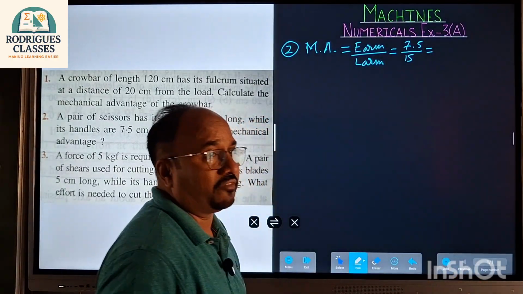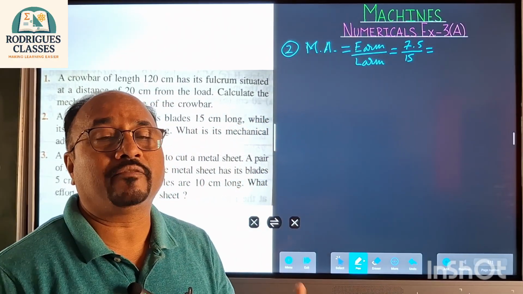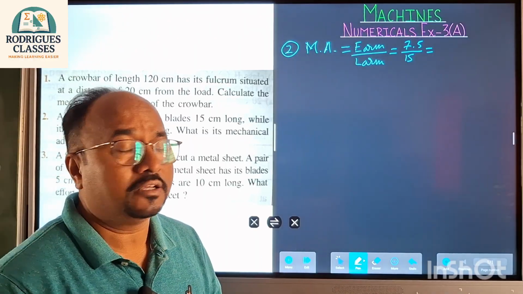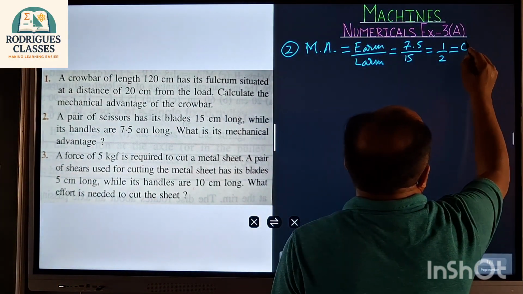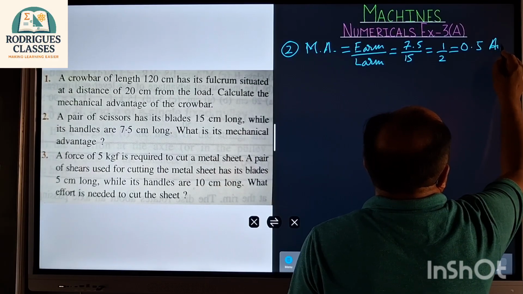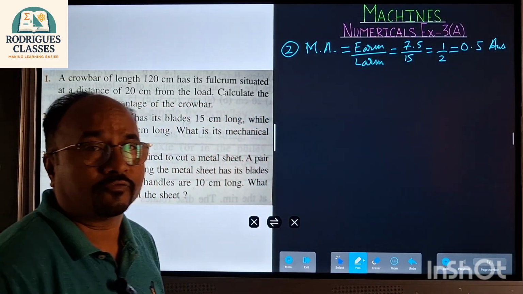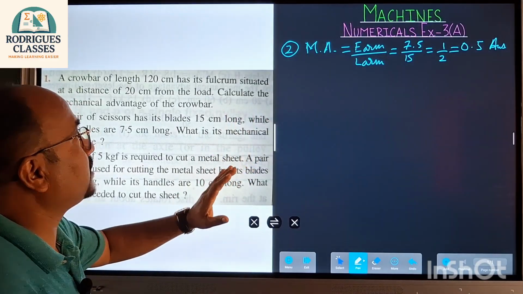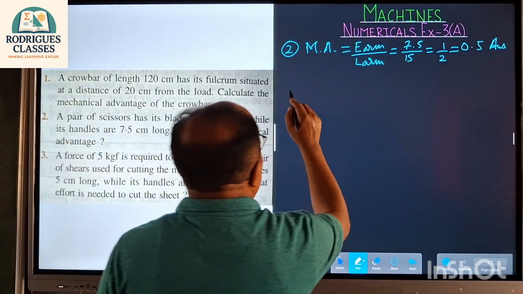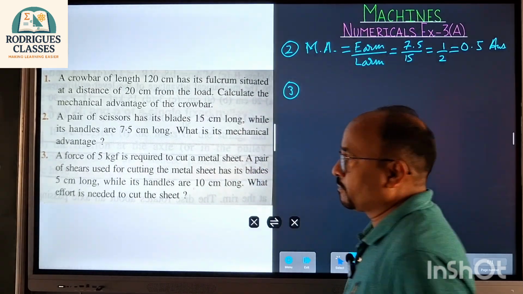We know that 7.5 into 2 will give us 15. So it will cancel and give us 1 by 2, which I can write as 0.5. This is my answer. No unit for mechanical advantage. So with this, we come to the end of this second numerical. Let us take a look at the third one.